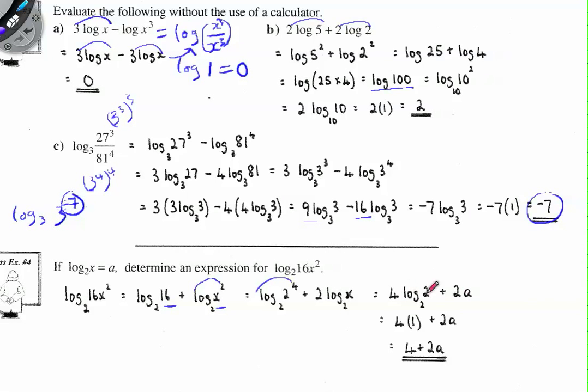This really, log 2 base 2 is 1, so 4 times 1. And I am just looking at what this is. This is log x. Now they tell us that log x base 2 is equal to a. And that's exactly what we've got here. We've got 2 of them. So we really have 2a. So that's what we have here, 2a. So we're dealing with 4 plus 2a as our answer.